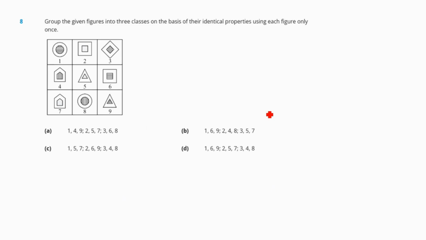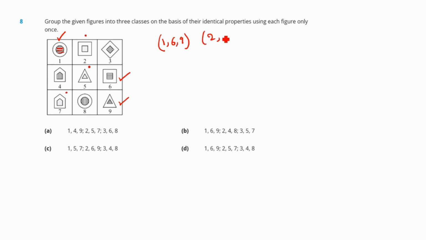Question number 8. Group the given figures into 3 classes on the basis of their identical properties, using each figure only once. So here you see that patterns 1, 6 and 9, I'll just write 1, 6 and 9. These 3 patterns have one figure inside another figure, and the figure has horizontal lines, these horizontal lines. Next, the second one is 2, 5 and 7. So the same thing we can see here.